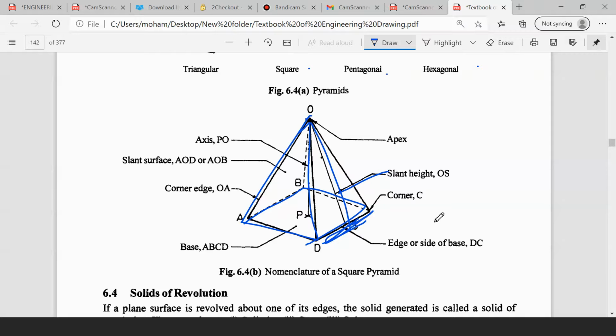You will be given in the question that it is resting on its base corner. Okay. It is resting on its corner edge. The joining edge is known as a corner edge. Okay. Very, very important. This point.